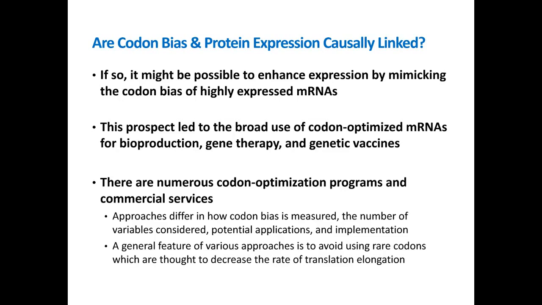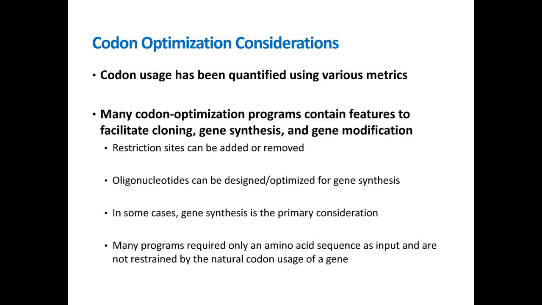And the different approaches vary in how they measure codon bias, the different variables that they consider, their applications, how they implement them. But a general feature of most, if not all, of the approaches is to avoid using rare codons, which are thought to decrease the rate of translation elongation and limit protein synthesis. And so different approaches quantify codon usage in different ways, and different programs have different features.